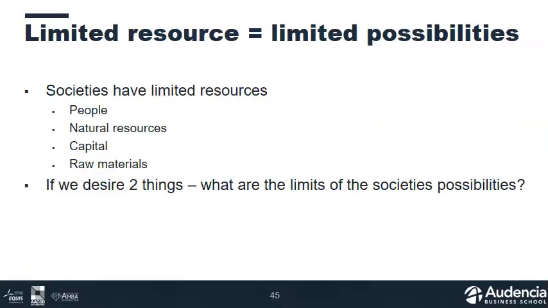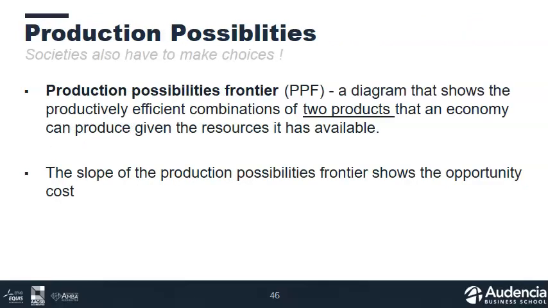We know that in societies we have limited resources, and these limited resources create limited possibilities. And this is what drives, again, the question of scarcity. The production possibilities frontier is a diagram that represents these limits on what we can do or not in an economy. And again, this is a simplified representation of reality, extremely simplified representation of reality.